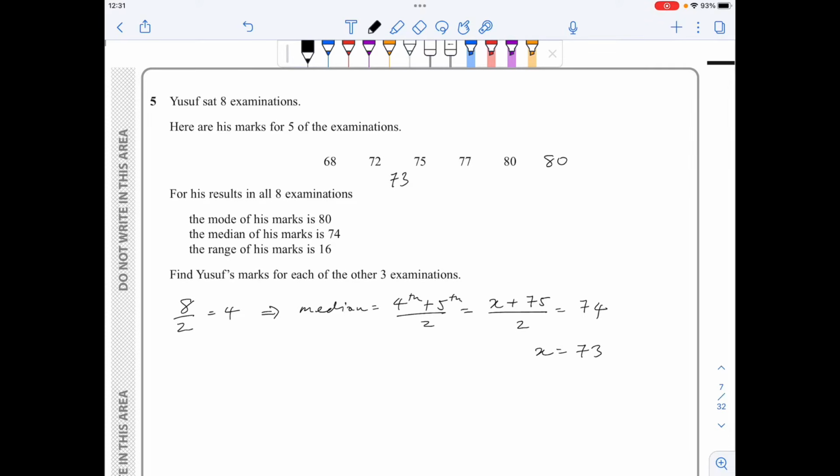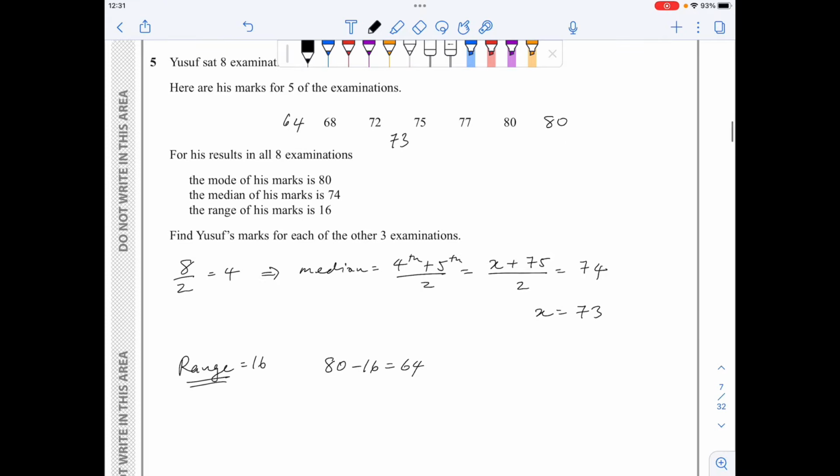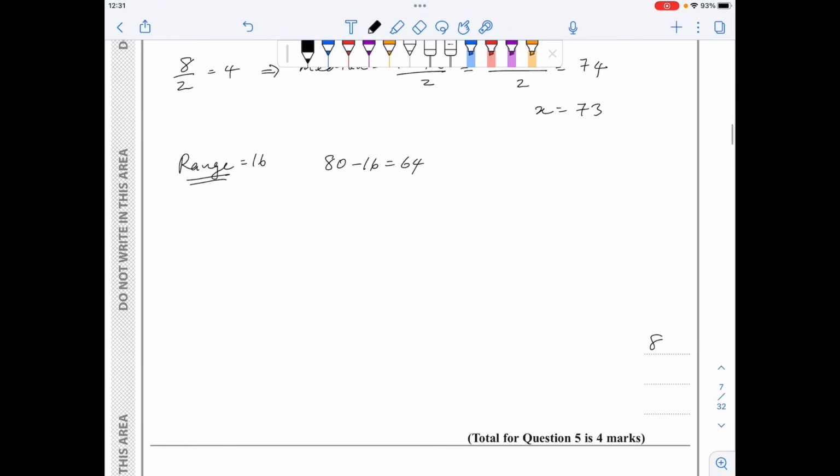Finally, because the range is 16, 80 minus 16 will be equal to 64, and that is my third missing number. So 80, 73, and 64 are the three missing numbers.